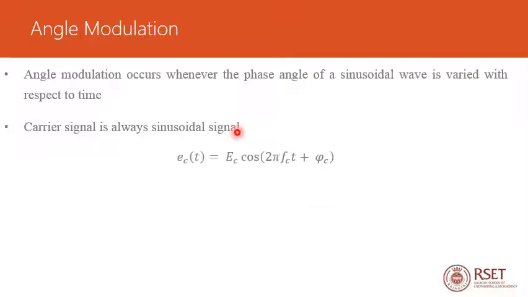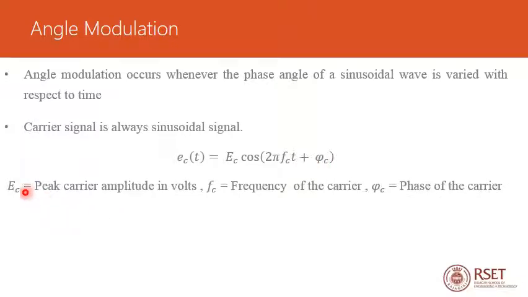sinusoidal signal, and that carrier signal is given as Ec(t) = Ec cos(2π fc t + φc), where Ec represents the peak carrier amplitude in volts, fc represents the frequency of the carrier signal, and φc represents the phase of the carrier. So the term 2π fc t + φc represents the angle of the signal.